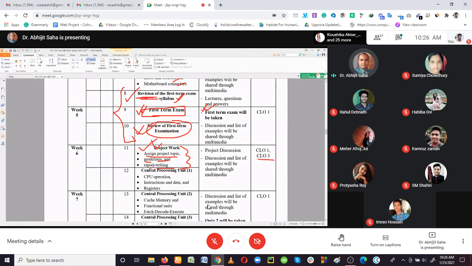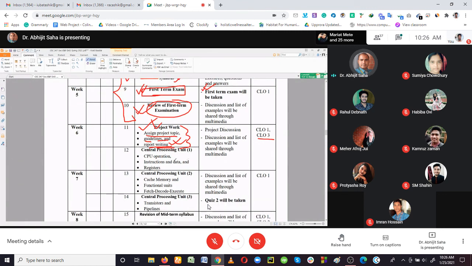And then I'm going to give you some documents on how to write the report, and we are going to discuss how we are going to format and write the reports on the different topics. So this is going to be our task. And then next class we are going to talk about the central processing unit.